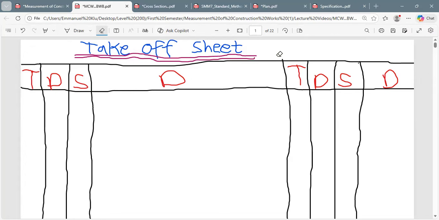So if you have a work like this, and then the question says, take off for foundation works, how are you supposed to go about it? Take note. In your midterm, you may be asked to just take off for excavation of topsoil and earthwork support, or you can be asked to do block work and surface treatment. They can give you any two or three.